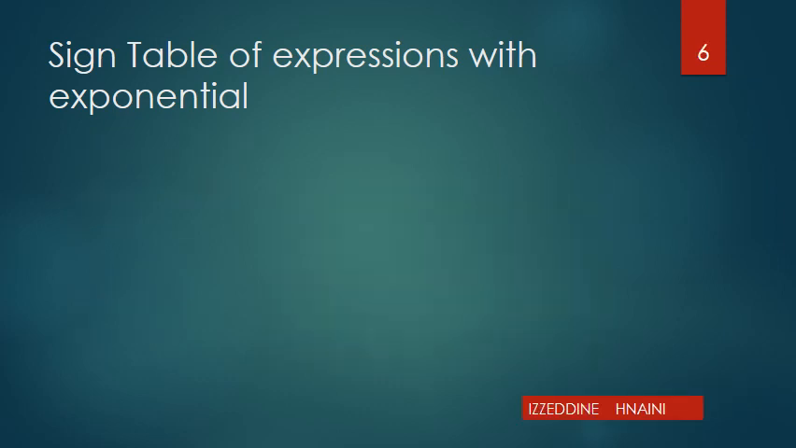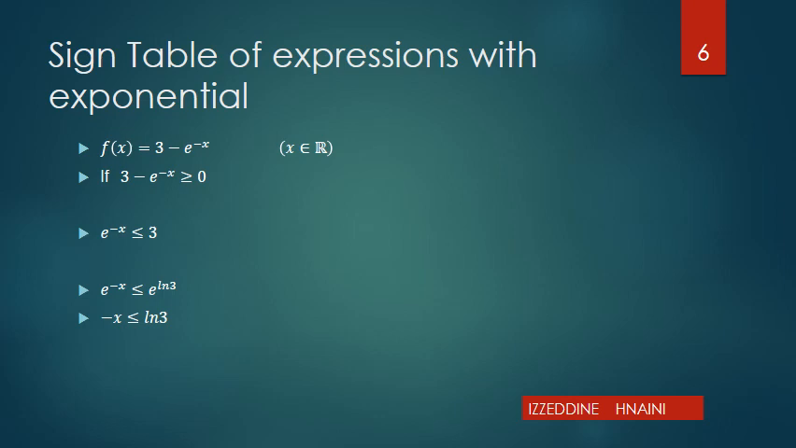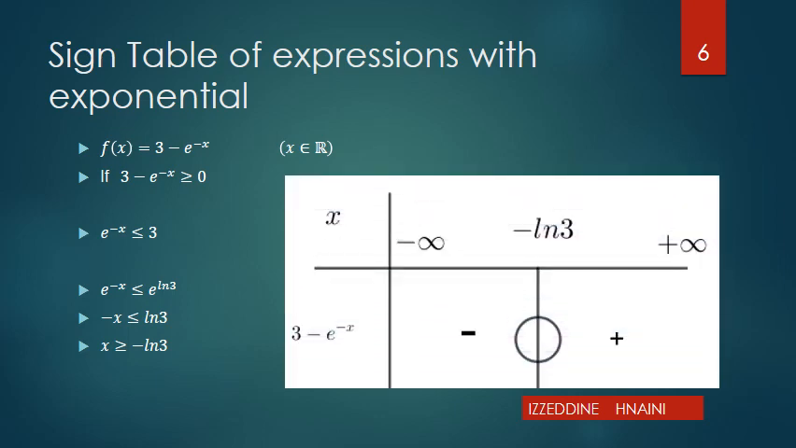Second example, f of x equals 3 minus e^(−x). Also, we suppose that 3 minus e^(−x) is greater than or equal to 0. Then e^(−x) is less than or equal to 3, that is e^(−x) less than or equal to e^(ln 3). That is minus x less than or equal to ln 3. So x is greater than or equal to minus ln 3. So this function is positive from minus ln 3 till plus infinity, and from minus infinity till minus ln 3 it is negative.